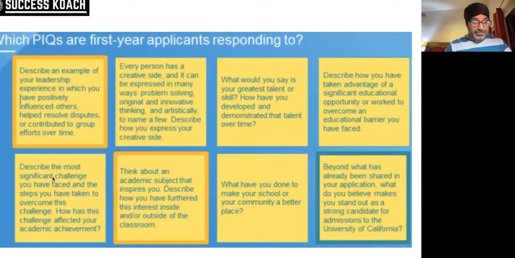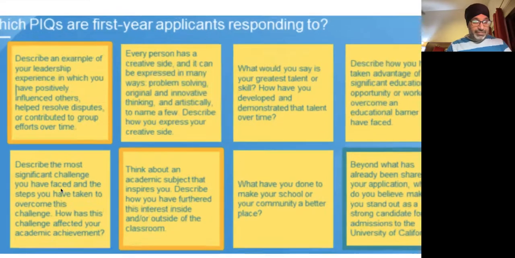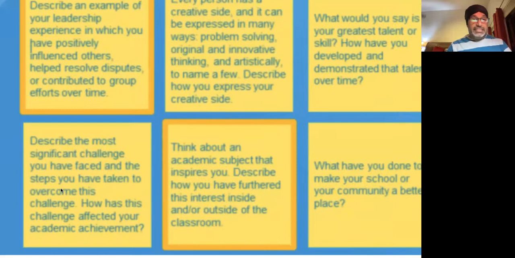Prompt number five: describe the most significant challenge you have faced and the steps you have taken to overcome this challenge. How has this challenge affected your academic achievement? Now, this one, you're expected to talk about some physical challenge, some mental disorder. This is not the same. Educational barrier was different, but there is an overlap between four and five. But at the same time, five is really going into a significant challenge you overcame.